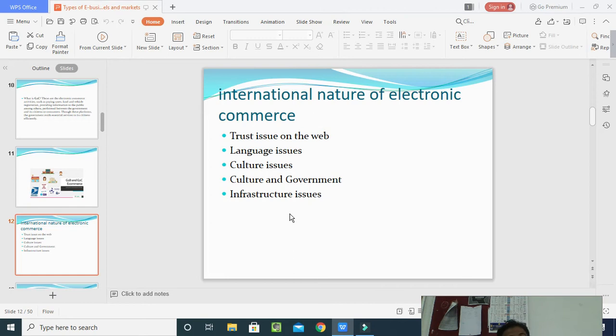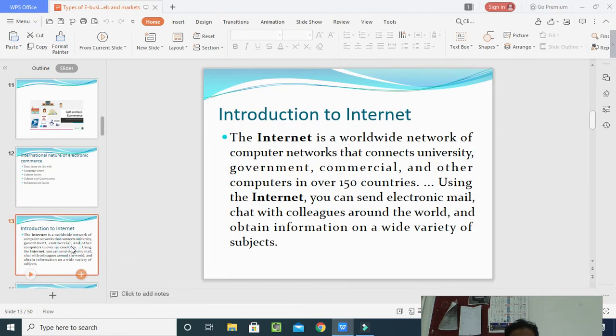Now, culture issues. Depending on the culture of the country, or the culture of the local people or local government body, they have to utilize it. Culture and government: depending on the norms of the government of the particular country, they should go for it and consider the culture. Infrastructure issues: nowadays, they are seeing the infrastructure issues also. Is it good or not? What are the things there? So here, one more thing is there.